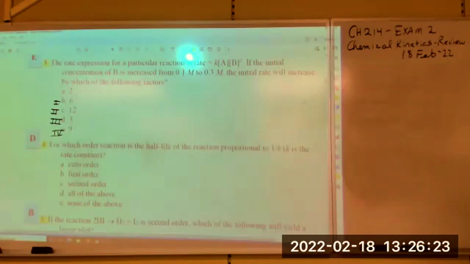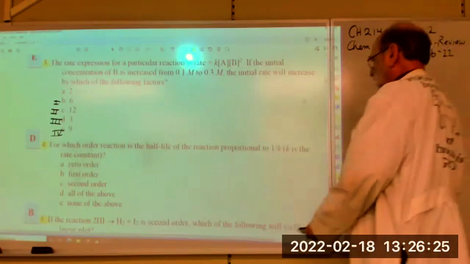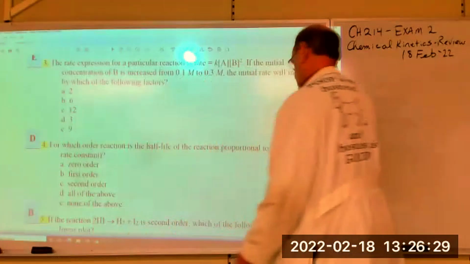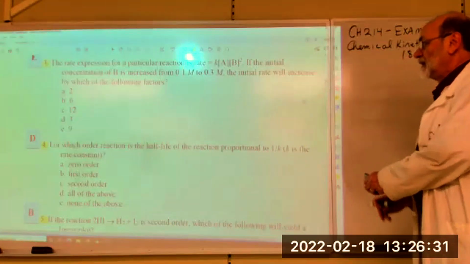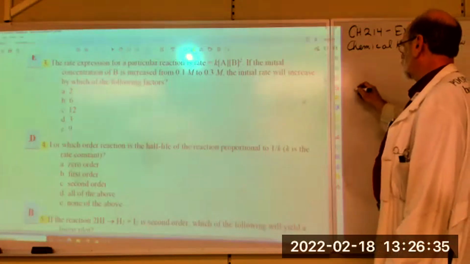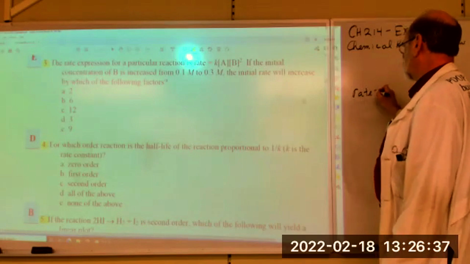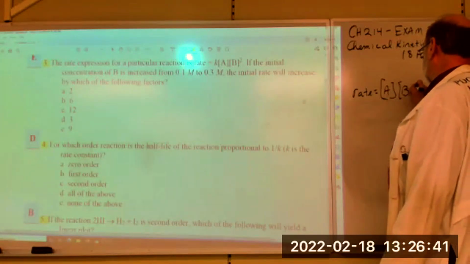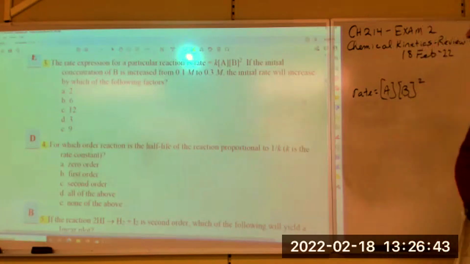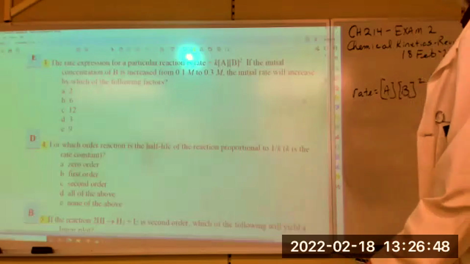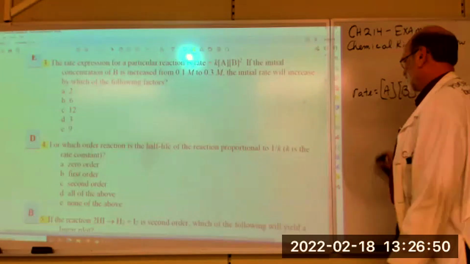Okay, let's see, that's 2, 3, there we go. Except I got some ghosts left behind. The rate expression for a particular reaction is rate equals, for my benefit as much as any, k times A times B squared. If the initial concentration, yeah, is that right? Oh, thank you.